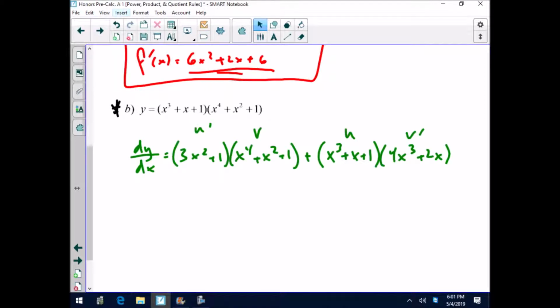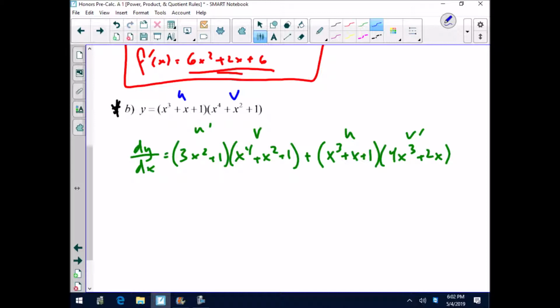All right, guys, so right here, if we assign our u to x cubed plus x plus 1 and v to x to the fourth plus x squared plus 1, we can go ahead and take the derivative with the product rule, and we will get u prime, 3x squared plus 1, times v, x to the fourth plus x squared plus 1, plus our u v prime, x cubed plus x plus 1 times 4x cubed plus 2x.